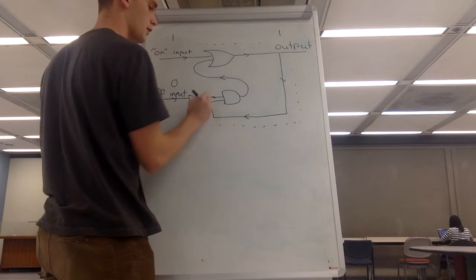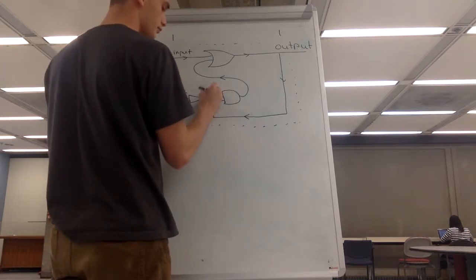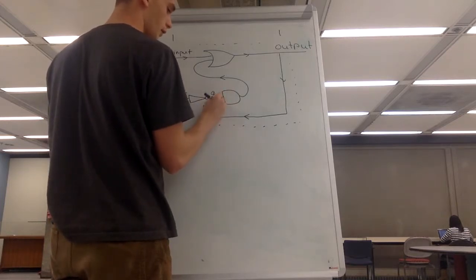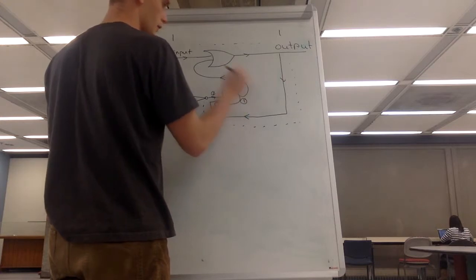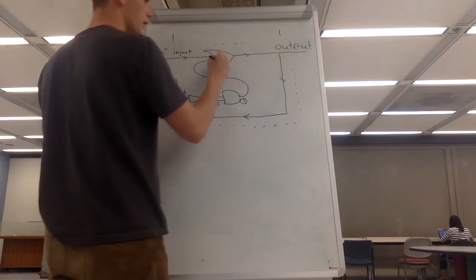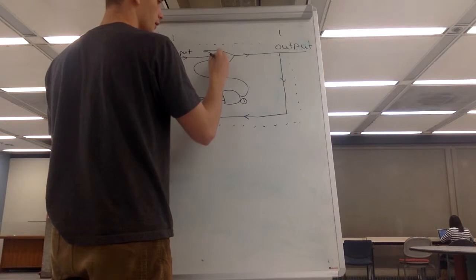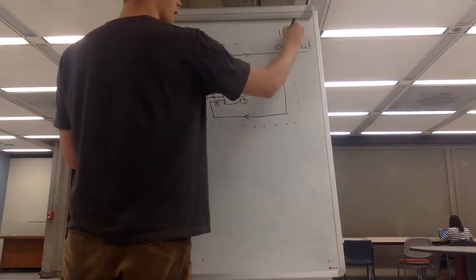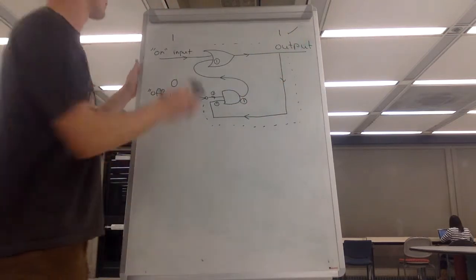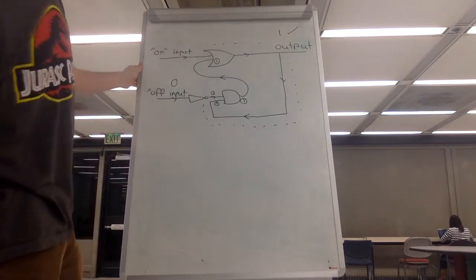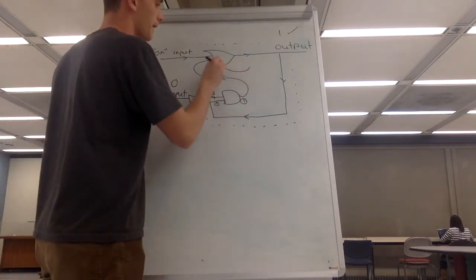Since the NOT off input is equal to 1 and the output is equal to 1, that AND gate is equal to 1, which inputs into the OR gate, making both inputs to that OR gate 1, and the output is still 1. Now if we turn off the on input, then the output is still 1 because of this OR gate.